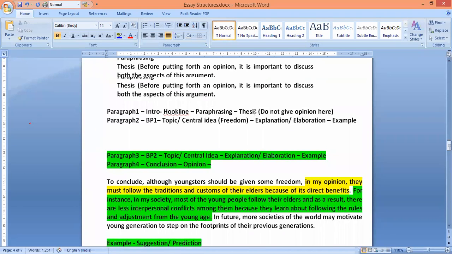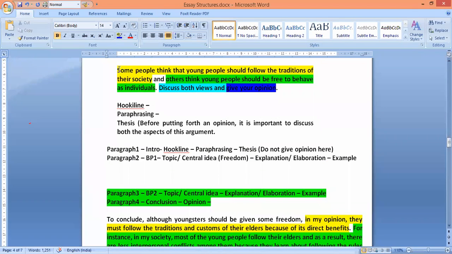See, here you have to discuss both the sides. Both the sides means in one paragraph you will support this argument, and in the other you will support the other argument. You will not only talk about one. It is just like, some people say love marriage is better, others say arranged marriage is better. Discuss both the views and give your opinion. Now in one BP you need to talk about the benefits of love marriage, in another the benefits of arranged marriage, and then in the example you will give your opinion: I go with arranged marriage because of this reason, and in my family all people have arranged marriage, all are happy. So this is the way.